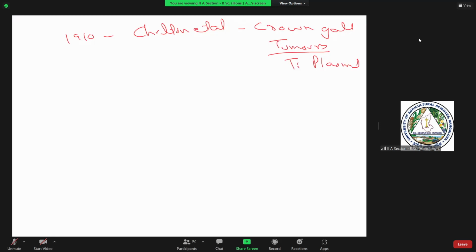Later in the same year, Jensen showed that the crown gall is similar to human cancer. That is, in the same way that crown gall causes a disease in plants, he related that event to cancer in animals or humans.